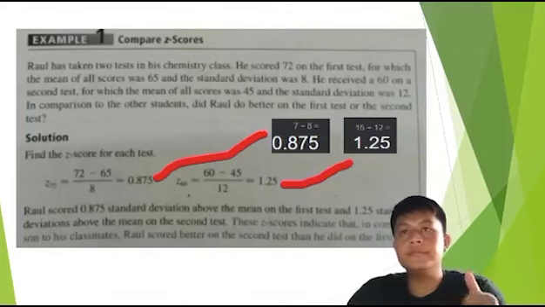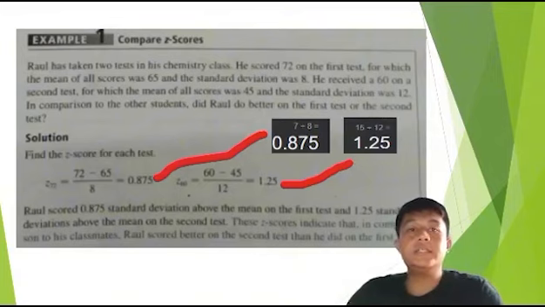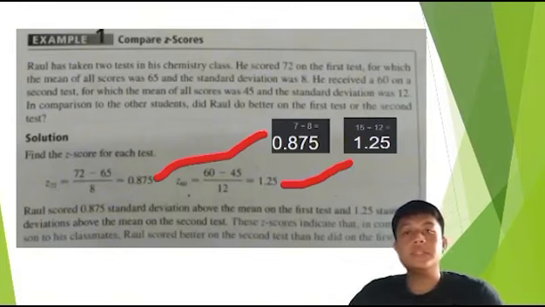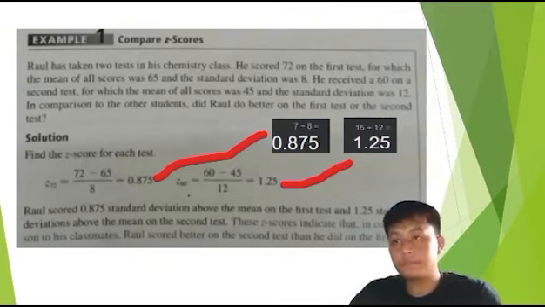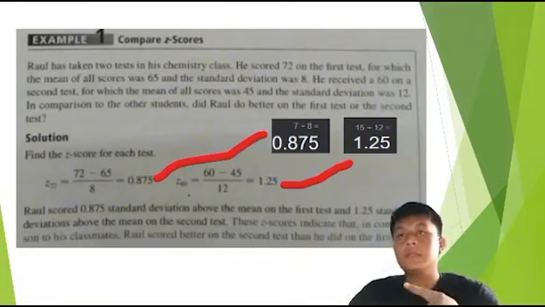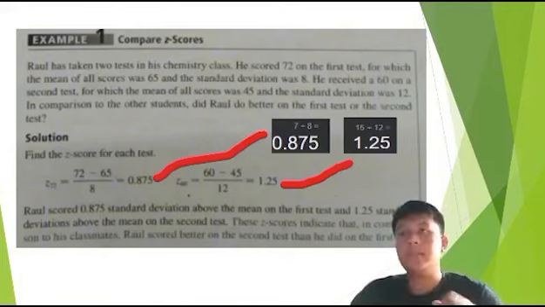Sana gets. And then the second test naman is he received a 60 on the second test, for which the mean of all scores was 45, and the standard deviation dito is 12 in comparison to other students. The score dito is 60 minus 45. Ang 45 dito is yung mean of the data set, and then ang standard deviation natin dito is 12.